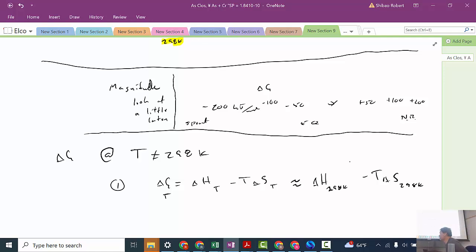Of course, if there's some phase transition, that's going to screw everything up, but as long as it's the same, then we're going to use this. It's not going to be exact, but it's going to be pretty close. So we're going to use this to calculate delta G at temperatures other than 298, because here the temperature is a variable, and so we can put in whatever temperature we want. Correct?